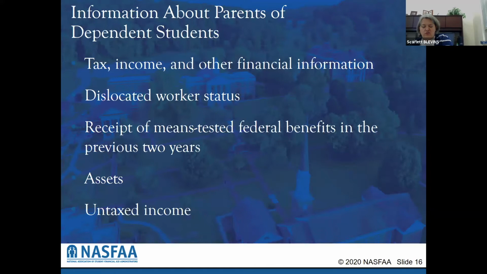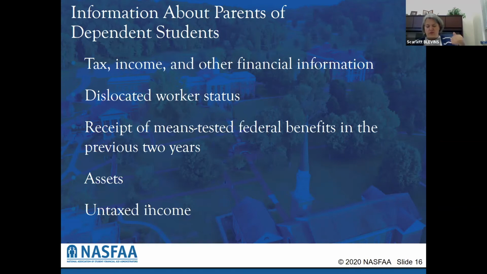Parents are expected to answer a dislocated worker status, and there's a checkbox to indicate that. And the criteria for that can be found where the question appears on the FAFSA form. So if you're not sure what that is, there'll be a definition when you complete the FAFSA form. There's a receipt of means-tested federal benefits in the previous 2 years it asks for. So it'll ask if you've received Medicaid or SSI, free or reduced price lunches, Temporary Assistance for Needy Families, or the Supplemental Nutrition Assistance Program. So I'll ask those questions as well.